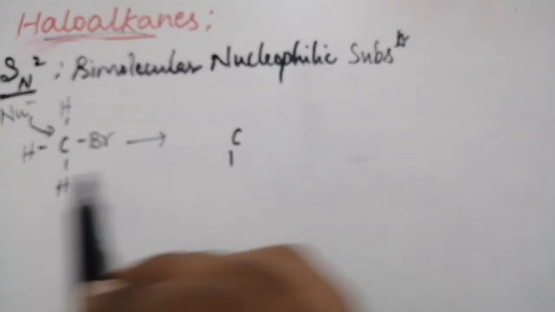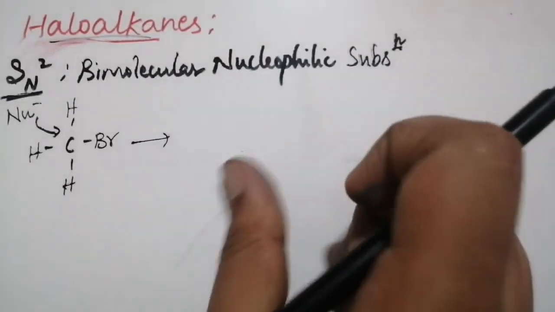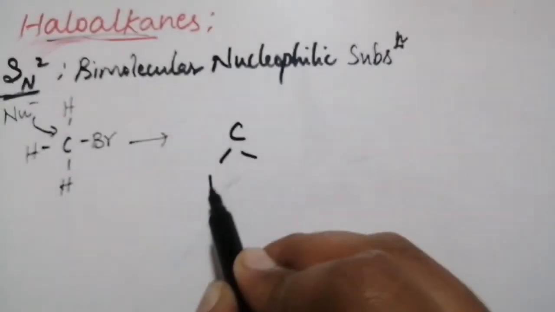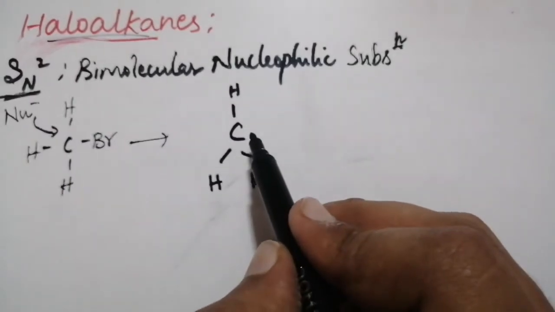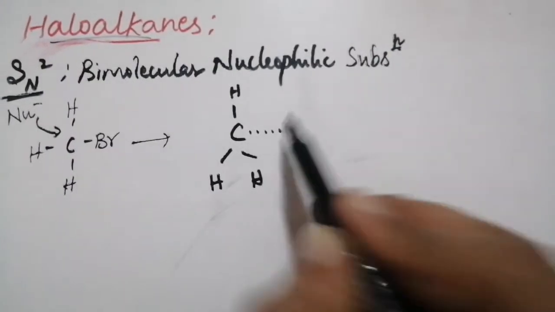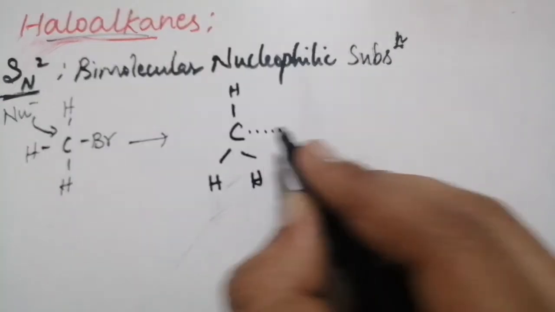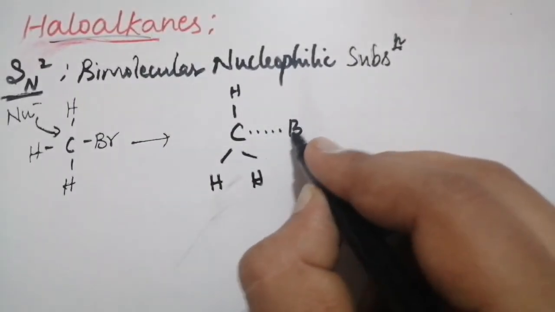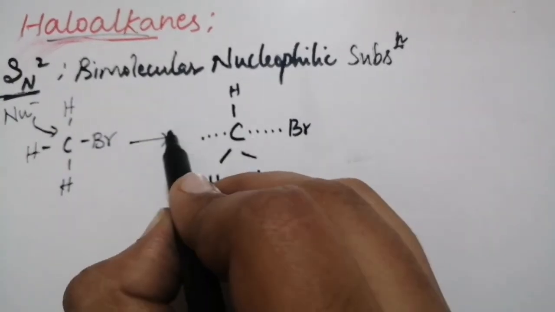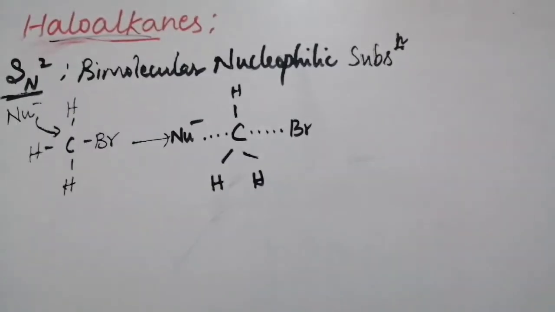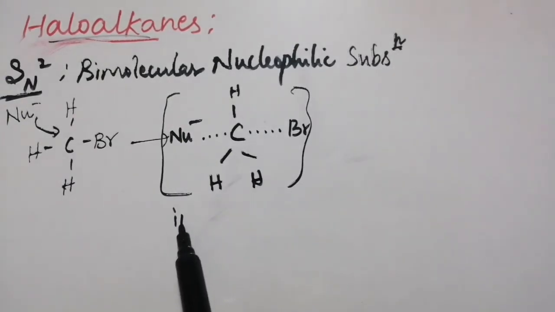These two hydrogens come here now. One more hydrogen goes up, and there will be a partial breaking bond. I am not writing a straight line, I am writing it in a dotted line. There will be a partial breaking bond between C and Br and a partial developing bond between C and the nucleophile. This is the intermediate state. I am putting a bracket here.